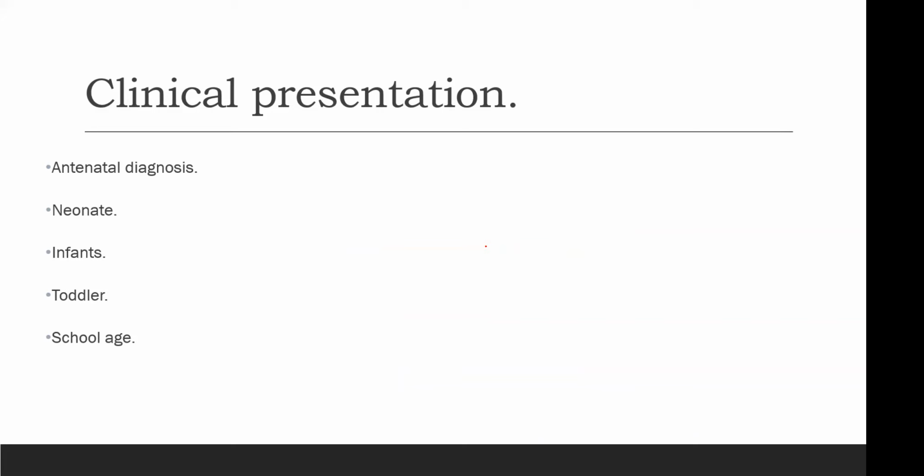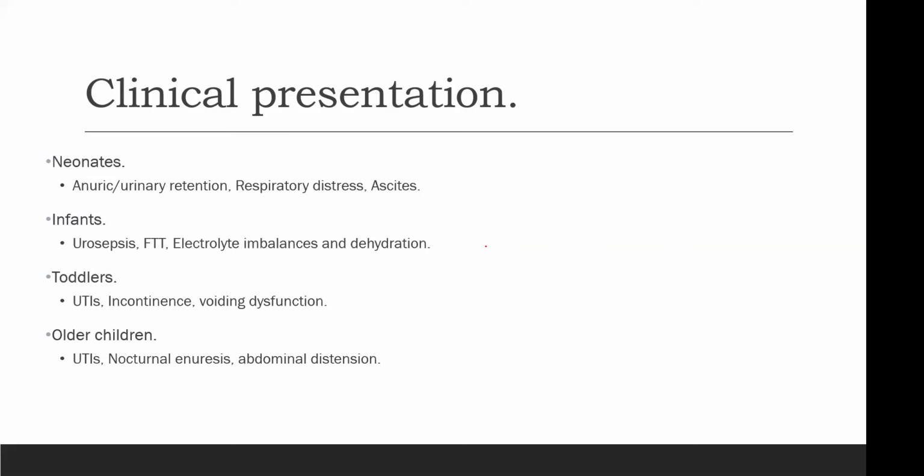So, clinical presentation. It can present at any time. They can present antenatally, as neonates, infants, toddlers, school age, or even in adults. Posterior urethral valves have been diagnosed in utero, usually by ultrasound, where you pick up oligohydramnios with hydronephrosis, or you might be able to see some bladder changes on the ultrasound that can also be diagnostic.